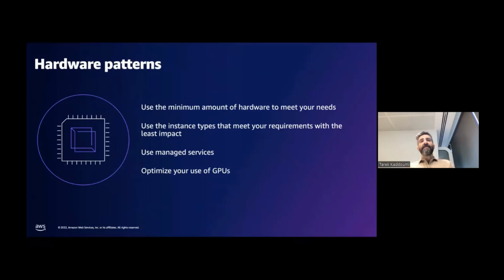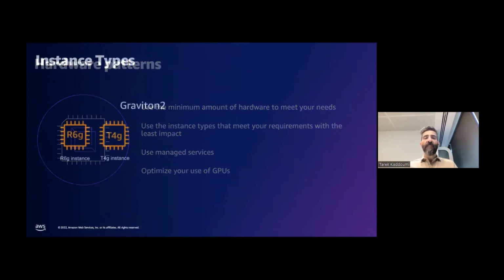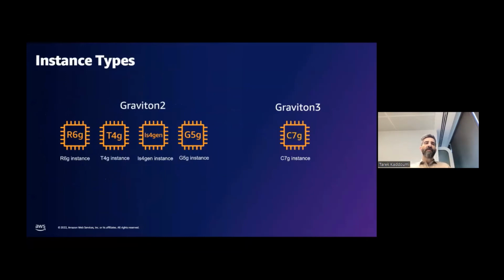After the data patterns, you need to take care of the hardware pattern by minimizing the amount of hardware that you need. The less hardware, the less power consumption, which is better and more friendly for sustainability for sure. You can make sure that the instance types you're considering for designing your workload meet the requirements with the least impact. And you can use managed services versus, let's say, infrastructure as a service, and you can optimize the usage of your GPUs. What are the options that we have at AWS currently to support you with these considerations and requirements? You can always consider the instances that meet the requirement with the least impact.